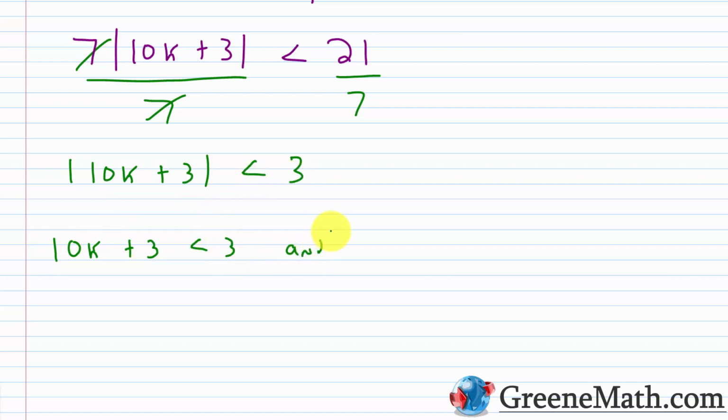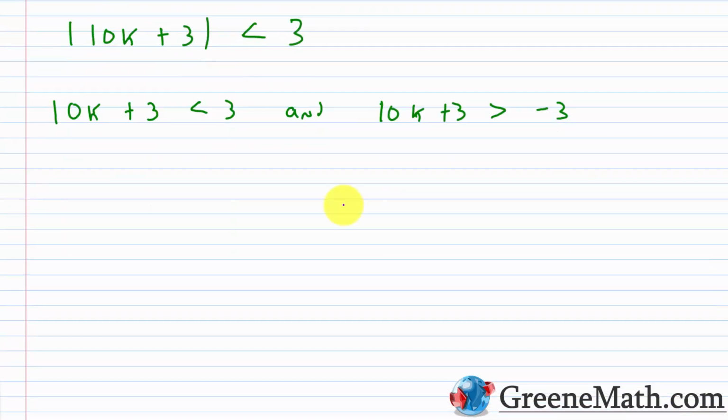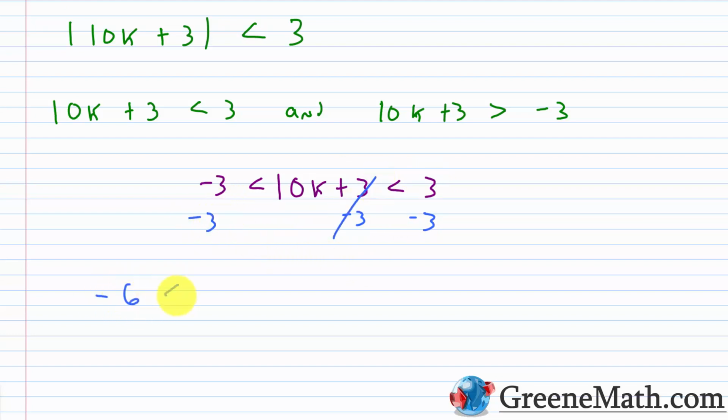And the other scenario would be that 10k plus 3, remove the absolute value bars, flip the direction of the inequality symbol so it's greater than, and then make 3 negative, so negative 3. And again, to make this easy on yourself, write it as a three-part inequality. So go ahead and write this as 10k plus 3 is greater than negative 3 and less than 3. So let's subtract 3 from each side. So this will cancel. Negative 3 minus 3 is negative 6. This is less than. We'll just have 10k now. And it's less than 3 minus 3, which is 0.